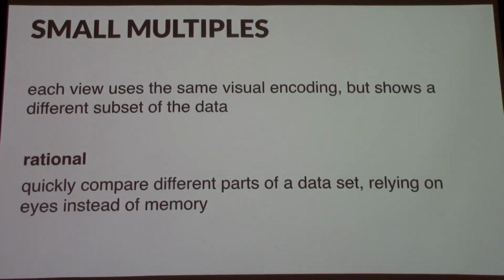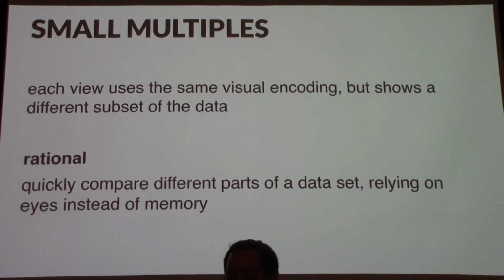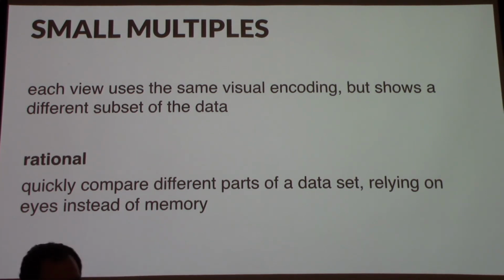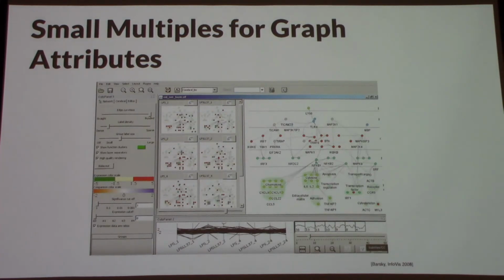We also talked about small multiples today. So this is really about using the same visual encoding, but faceting the data, subsetting the data. And so here really you want to be able to quickly compare different parts of the data set. And this is the example that I mentioned earlier. We have a graph, and these are smaller views. This is a large version of the same view.